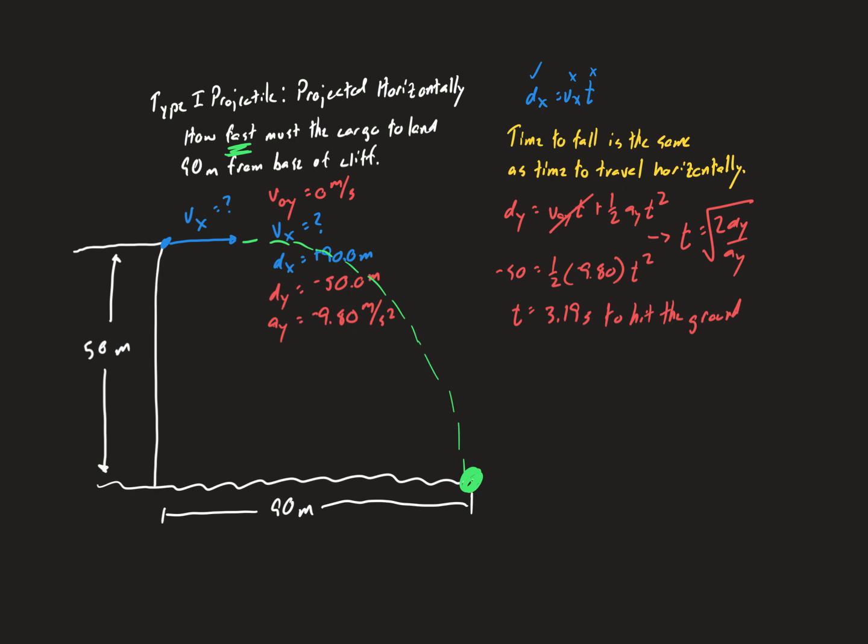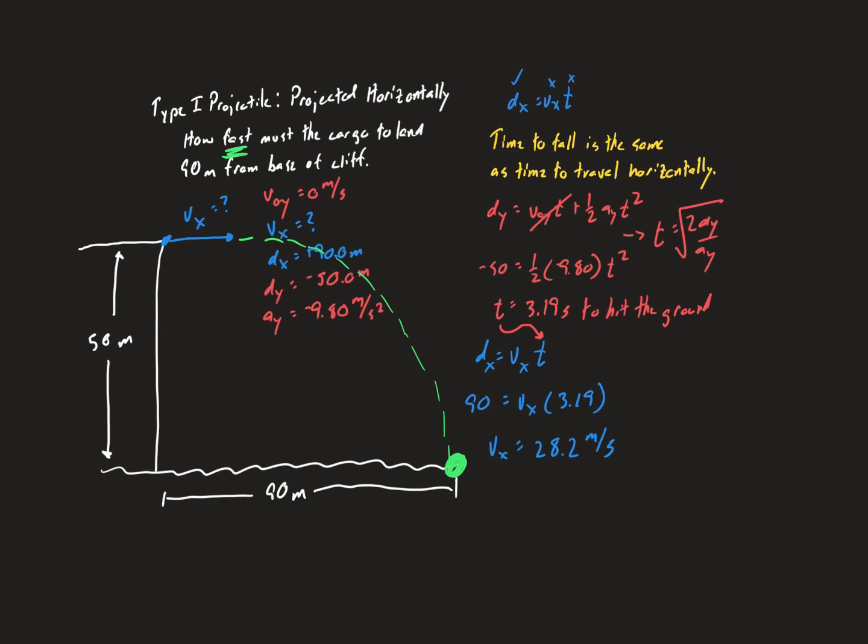Since I know that's how long it takes to hit the ground, distance in the x is velocity in the x times time. That time value goes into that guy right there. I know the 90 meters. Looking for my velocity, with a time value of 3.19, I get that this car had to have been traveling at least, or exactly, 28.2 meters per second to hit 90 meters from the base of the cliff.